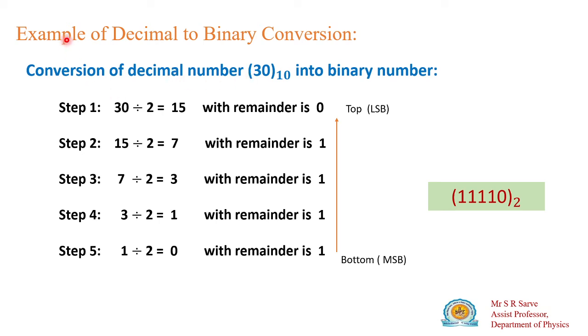So what is the example? Here we have to convert the decimal number 30. Okay, we have to convert this decimal number 30 into which number? Into the corresponding binary number. So what is the first step? What we have to do is convert this 30 into the binary number.